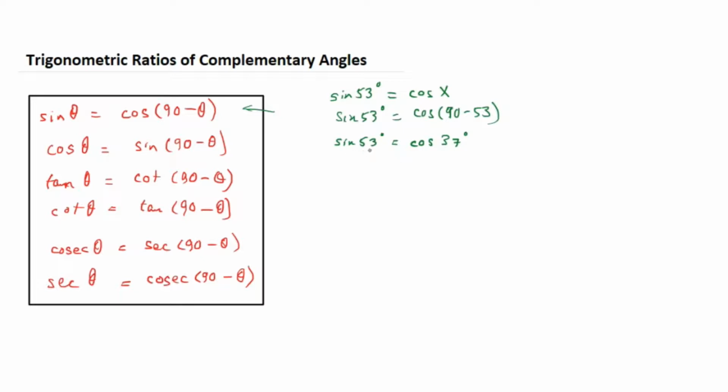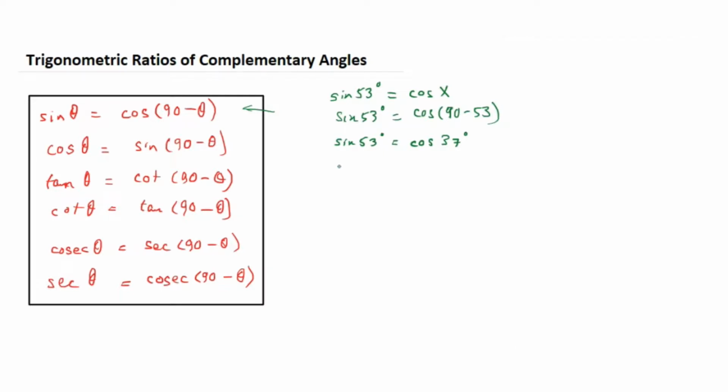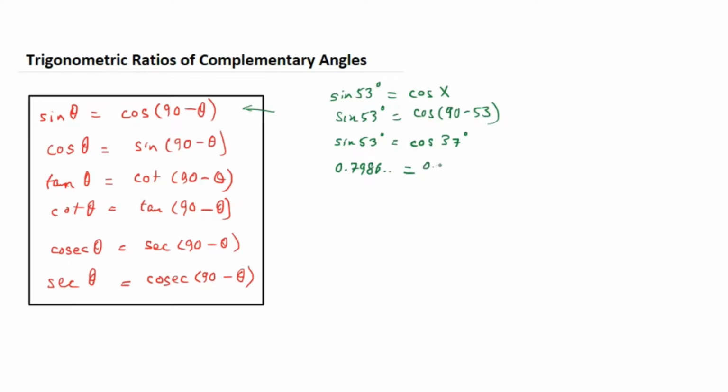Now, if you want to confirm that, let's confirm it with the help of a calculator. Let's find out what the sine of 53 degrees is. So let's take 53 and take the sine of that. So that's going to give us 0.7986 something. So let me write that, 0.7986 something. That should be equal to cos of 37 degrees. So let's clear this. Let's take 37 degrees and find the cos of that. And that also you see is exactly the same number, 0.7986.